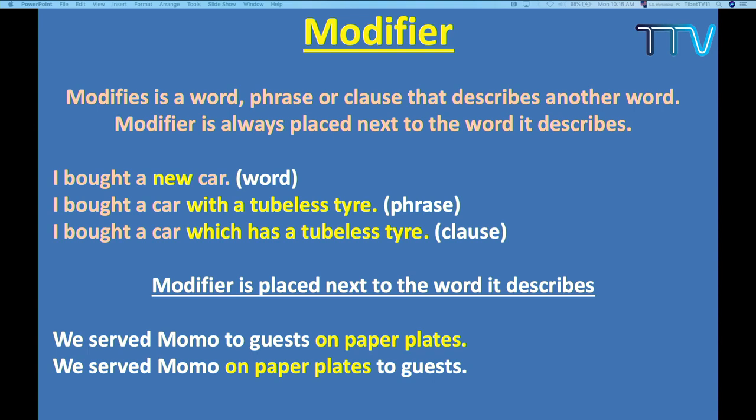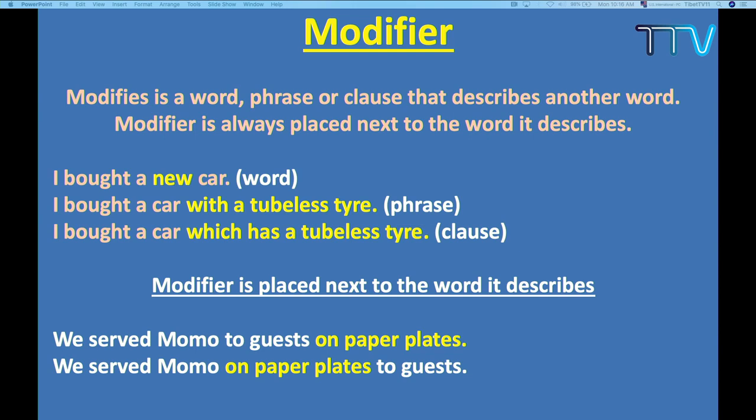Let us look at one more example. A modifier is placed next to the word. We serve momo to guests on paper plates. If you look at this sentence, there is a mistake in putting the modifier. I told you, whenever we have a modifier, you have to put it just next to the word it describes, it talks about. So what does on paper plates describe? Is it describing we?